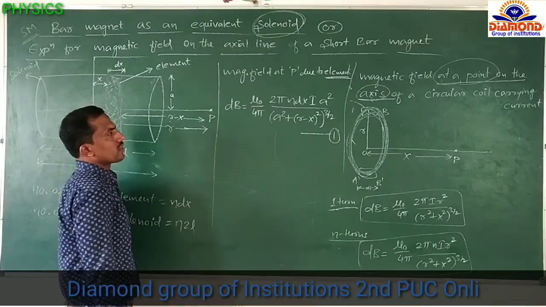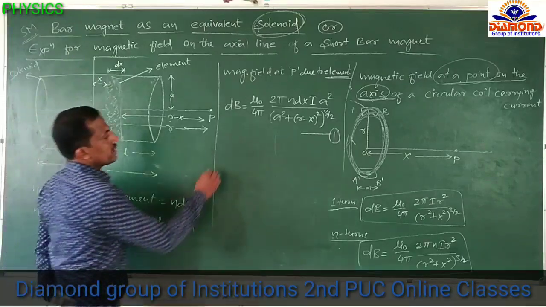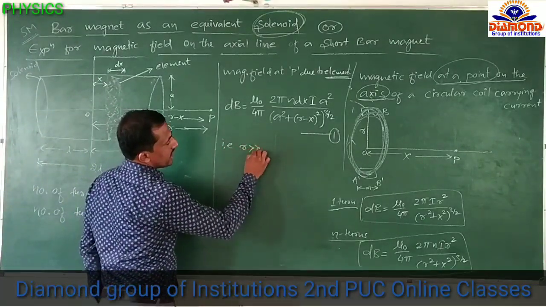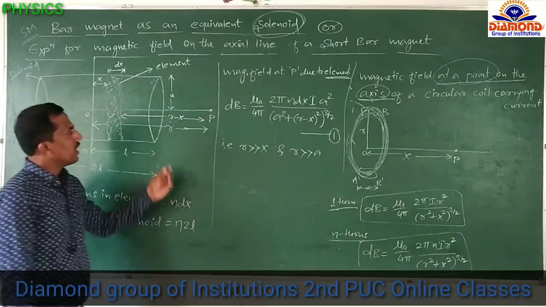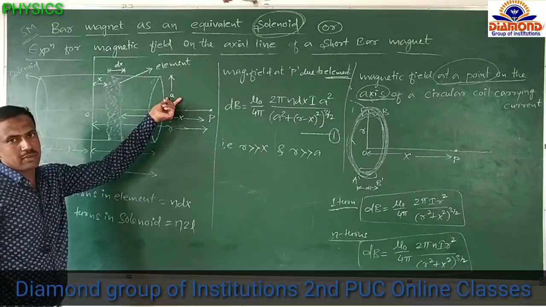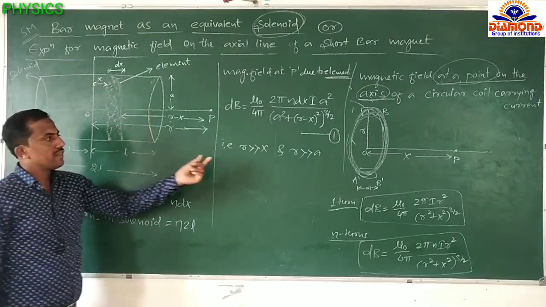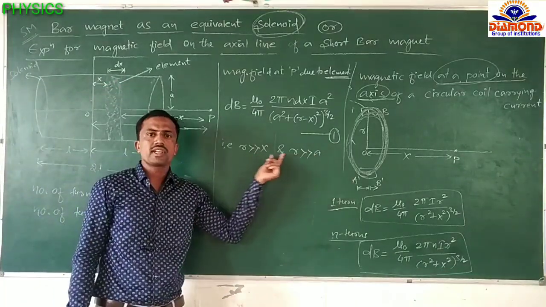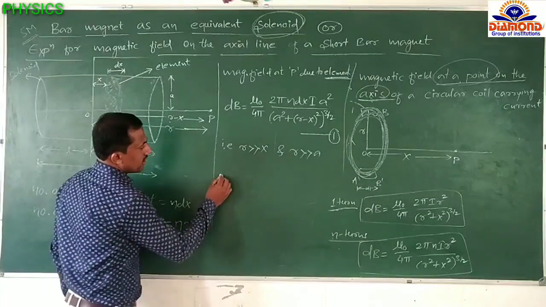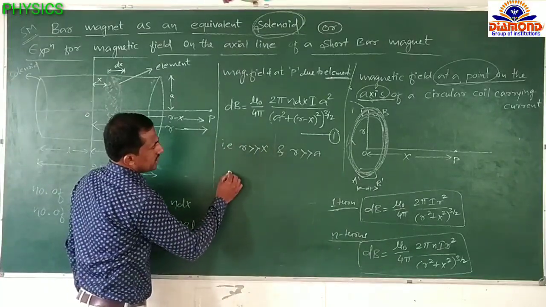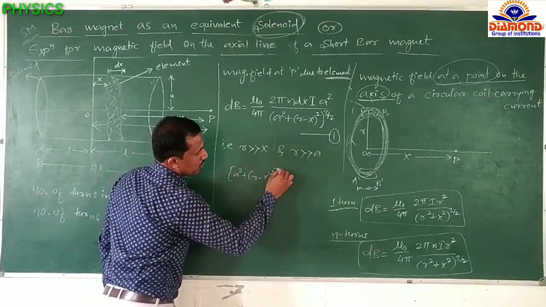Then we compare the values of R, A and X. R is greater than X and R is greater than A. If X is small and A is small, then X square is very small and neglected, and A square is also very small and neglected. Then we substitute this value in the above equation, in the denominator term: A square plus (R minus X) whole square, whole power 3 by 2.